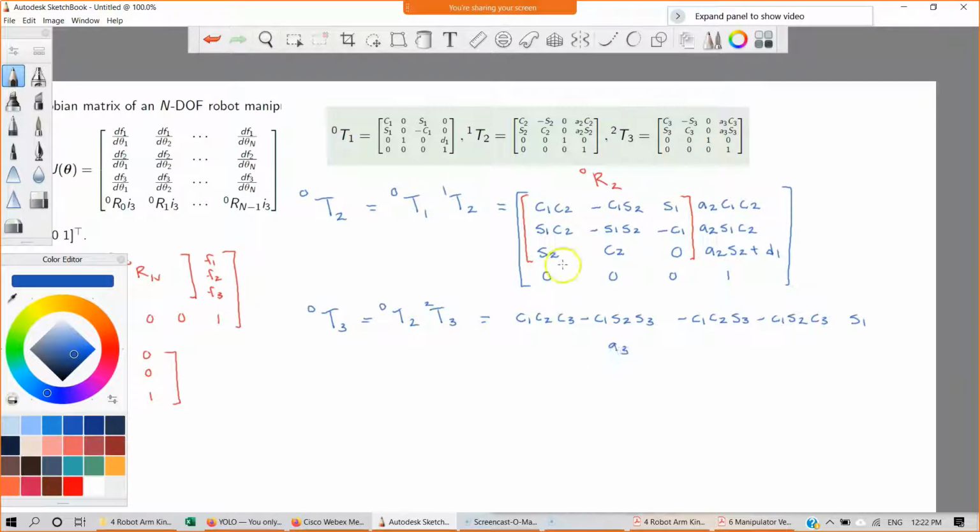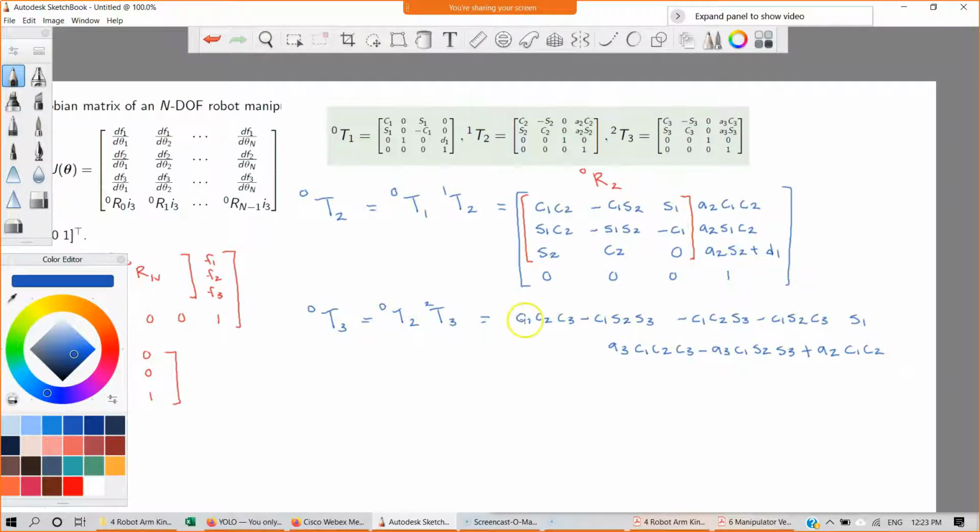A3, C1, C2, C3 minus A3, C1, S2, S3 plus A2, C1, C2.